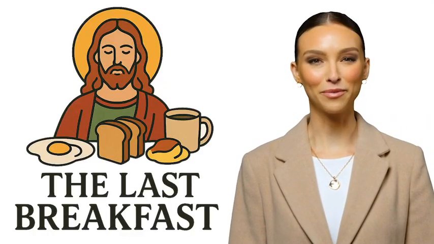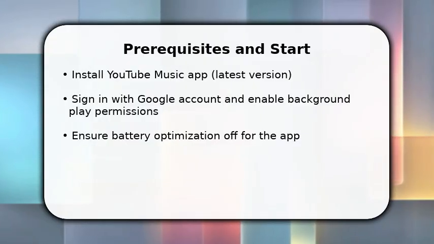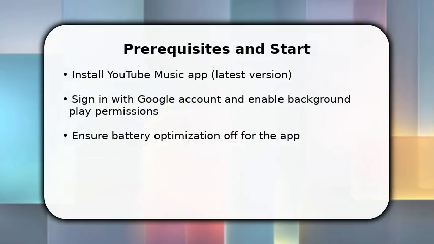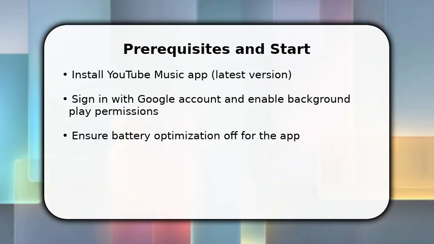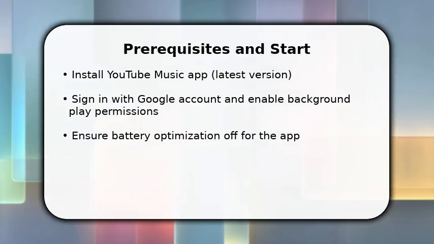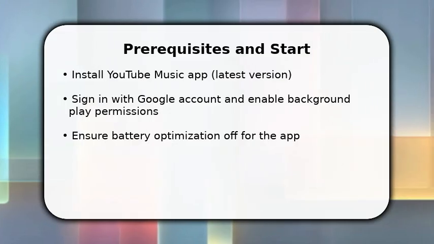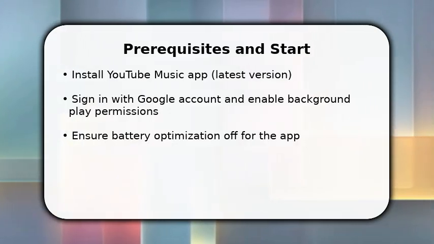Please enjoy the video. You have the app and account ready. Now start the process. Open YouTube Music, sign in, and give it permission to run in background. Once done, tap the profile icon, go to Settings, and confirm background and download settings are available.